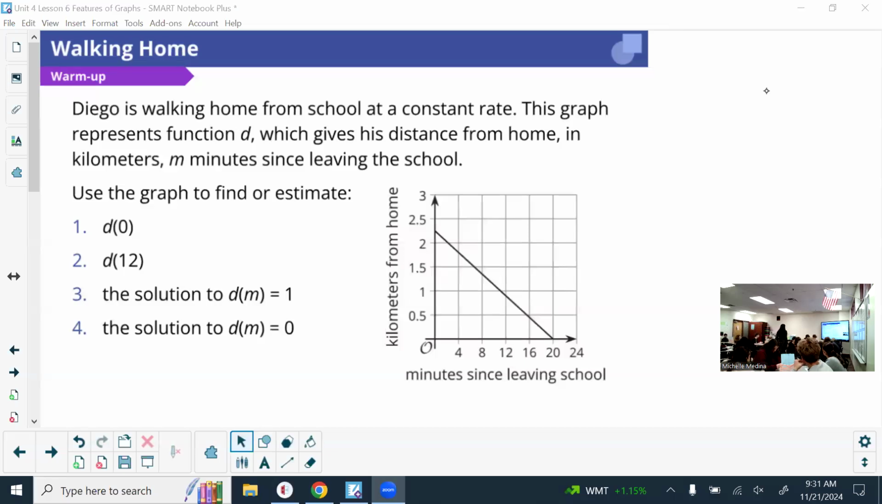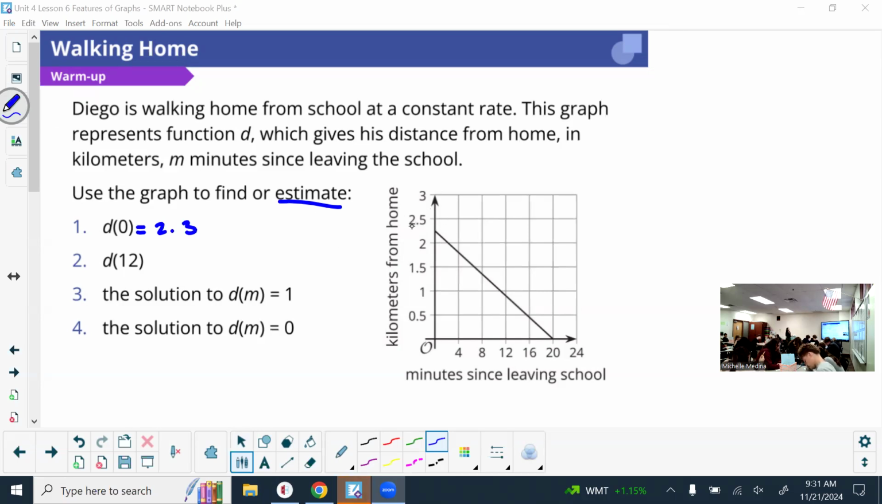Table 1. What is the value of v of 0? About 2.3. So there are some variations. You could have said 2. That was halfway exactly. You could have said 2.5. But that's why it said estimate. Find it if it's exactly on a grid line, but otherwise you just have to estimate. And that is between 2 and 2.5, so that would work.